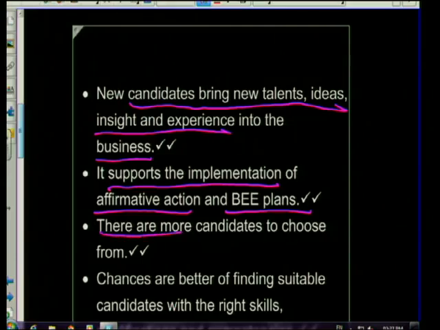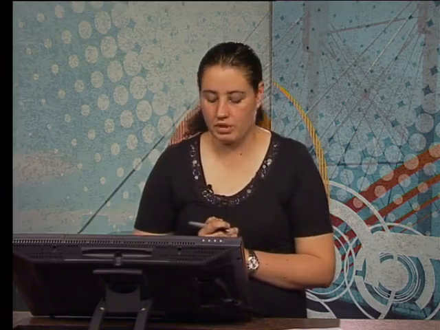The third advantage, there are more candidates to choose from. So literally, if you have a company, you've got 10 employees, if you're recruiting from within the company, you've only got a choice of 10. If you use external recruitment, it's unlimited. Imagine placing an advert in a big newspaper, thousands and thousands of people read it. So you literally have a very large pool to choose from, where if you just stay internally, you've got a small pool of people to choose from.